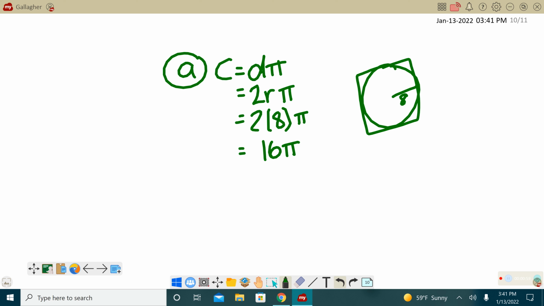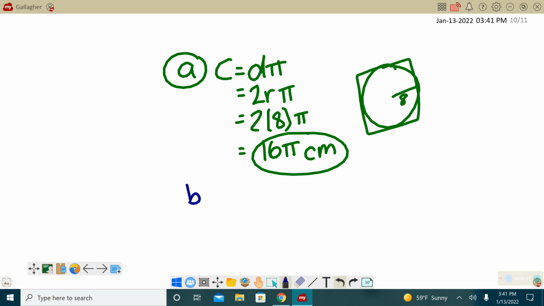And it doesn't say to use 3.14 to estimate. It doesn't say to use the pi button. So we are going to use an exact measurement. And this is going to say 16 pi centimeters.